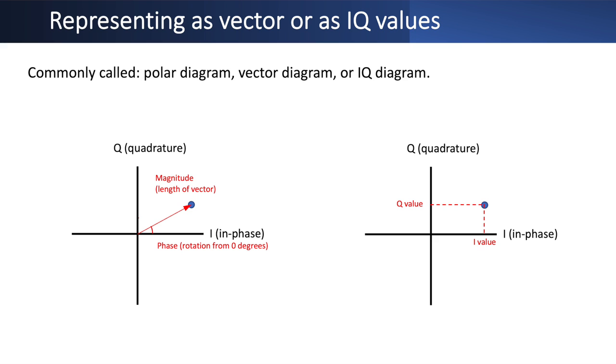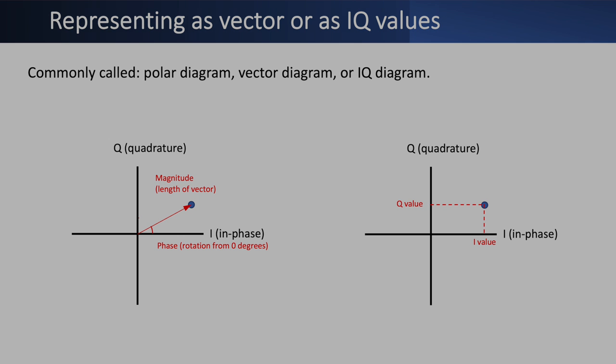Now, more generally speaking, we can express vector modulation signals or IQ signals in the following way, via a diagram typically called a polar diagram or a vector diagram or an IQ diagram. When we talk about analog signals, we typically talk about a vector, and that vector has a given length, and it has a given phase, which is rotation from 0 degrees, and that determines the combination of the in-phase component and the Q, the quadrature component. When we talk of digital signals, when there's only a number of discrete values available for the I and the Q, we typically express that simply as the I value, which is the in-phase value, and the Q value, which is the quadrature value.